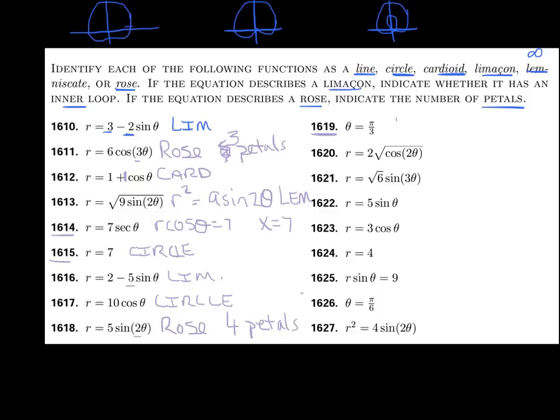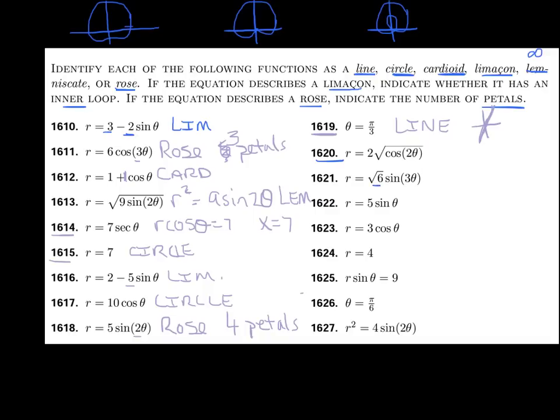16.19, that's going to be a straight line. It's going to be diagonal. It is going to go through the pole. If I was graphing it, you can visualize pi over 3, 60 degrees. It would run right along that radial line in both the first and the third quadrant. Again, 16.20, square both sides. You'll see the lemniscate.